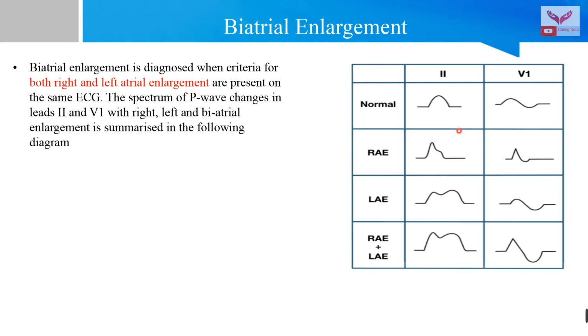Biatrial enlargement is diagnosed when the criteria for both right and left atrial enlargement are met. The spectrum of P wave changes in lead 2 and V1 with right, left and biatrial enlargement is summarized. In biatrial enlargement, there will be a tall, bifid P wave of more than 3 small squares. The amplitude and the width will both be high, in both lead 2 and V1.